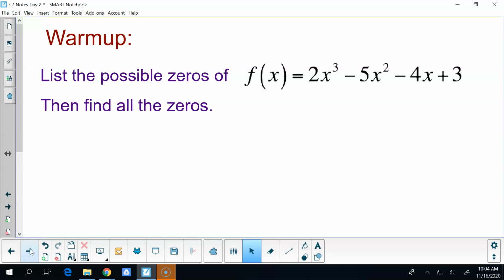This is from early last week. Please find me the list of all the possible zeros to start, and then find me a zero of that function. Okay? Go for it.